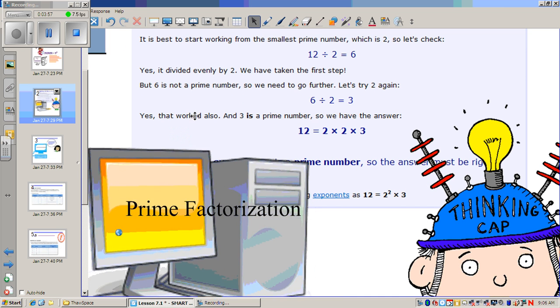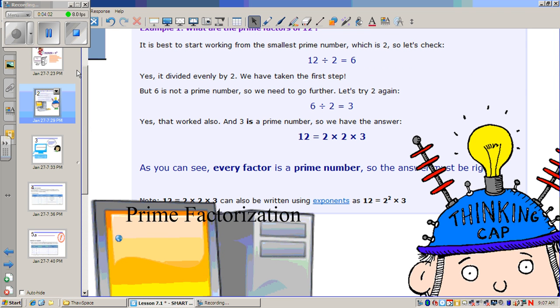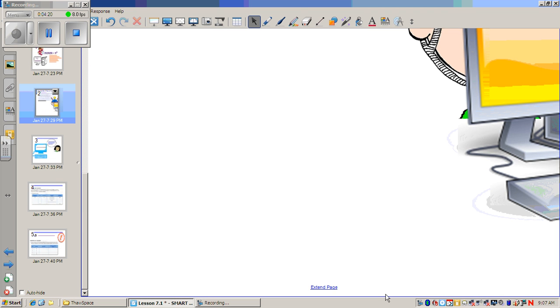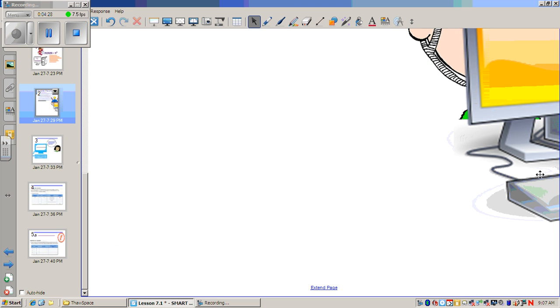As you can see, every factor in that string is prime, so the answer must be right. Note, 12 equals, oops, sorry. I don't know why this is a mess here today, but it is. So we'll see if we can get it to work here.